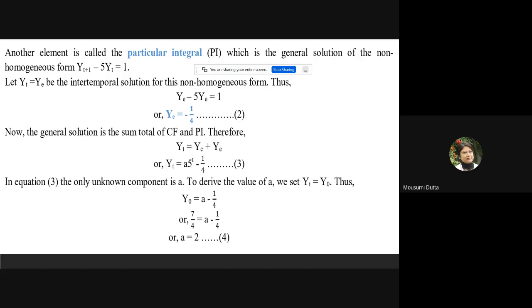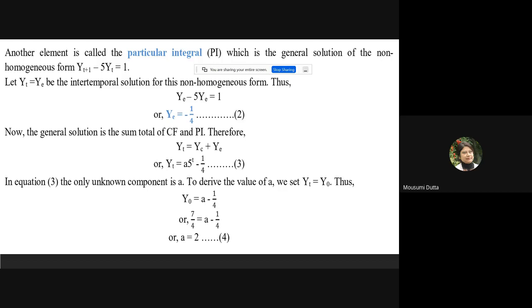So the general solution, which is the sum total of CF and PI, will be given by y_t is equal to y_c plus y_e. Now, y_c is A 5 to the power t, and y_e is minus 1 by 4. So equation 3, which is the general solution for the time path of y, is y_t is equal to A 5 to the power t minus 1 by 4.